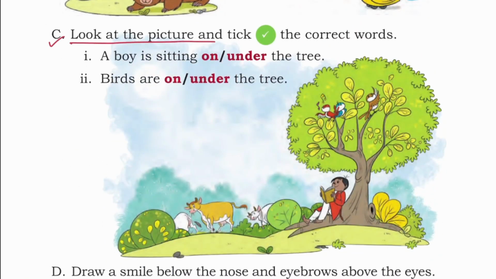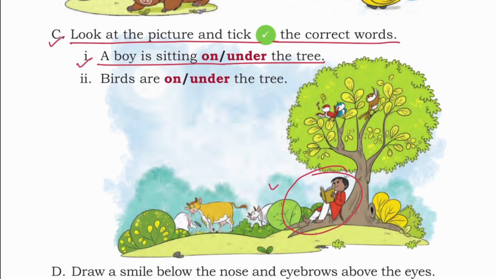C. Look at the picture and tick the correct words. 1. A boy is sitting on, under the tree. You can see a boy is sitting under the tree. 2. Birds are on, under the tree. You can see birds are on the tree.